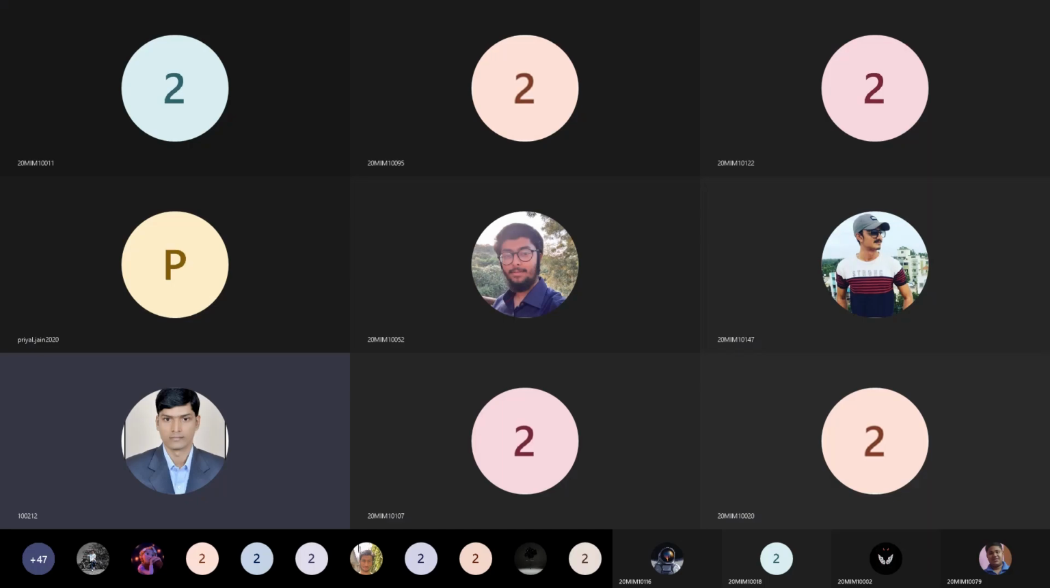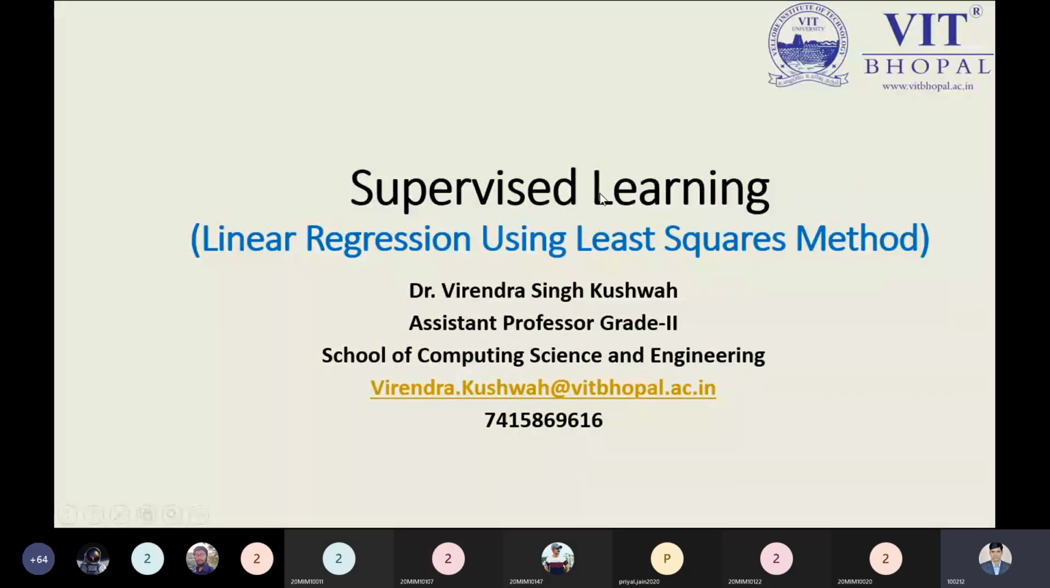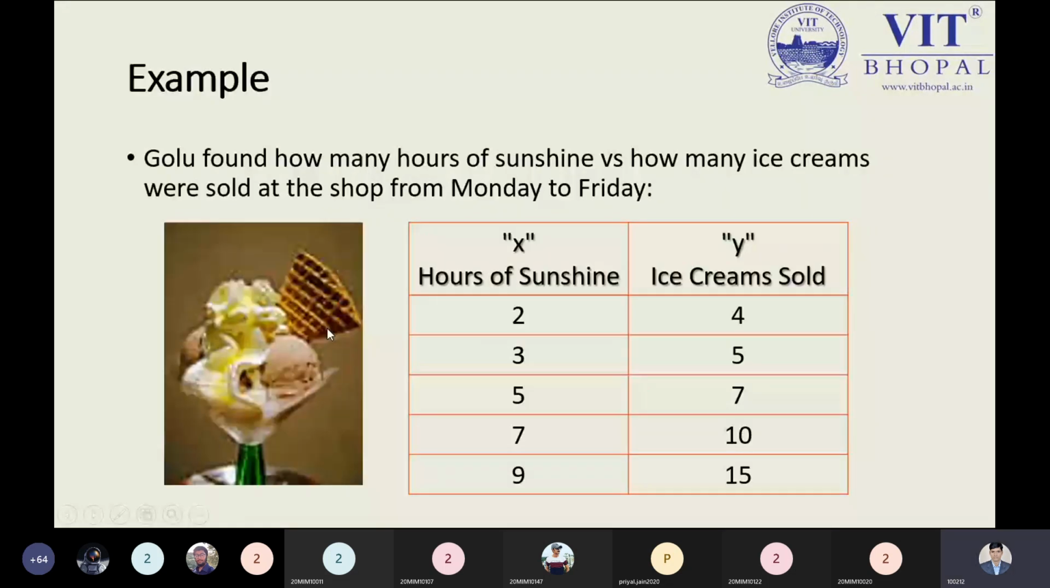Students, today we have this topic under supervised learning, and that is linear regression using the least square method. What we have to do in this case is simple to understand. Let us take an example to understand the least square method. As we know from the regression part, there are two attributes: one is the independent variable, and the other is the dependent variable.